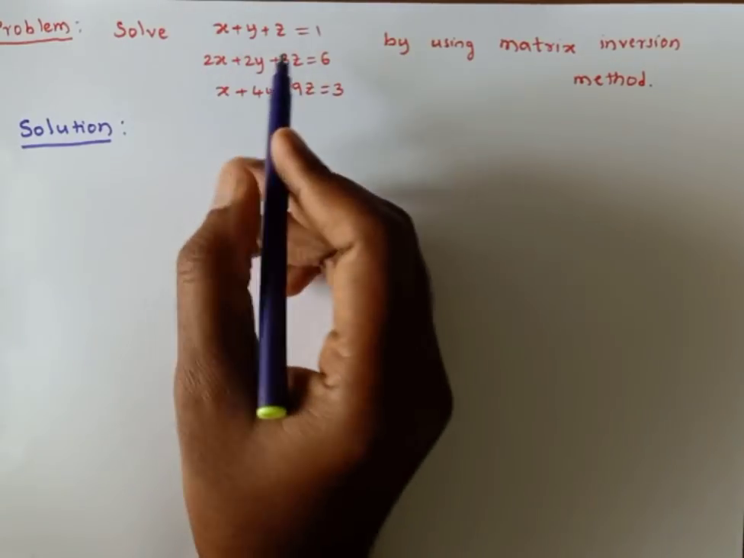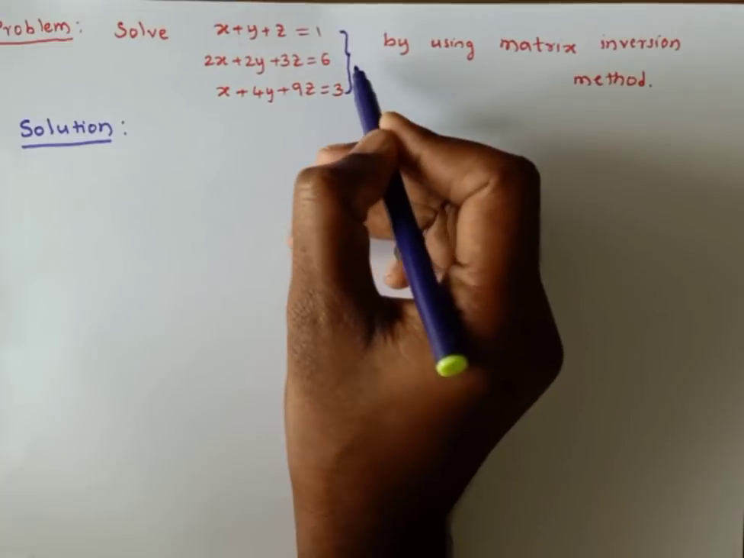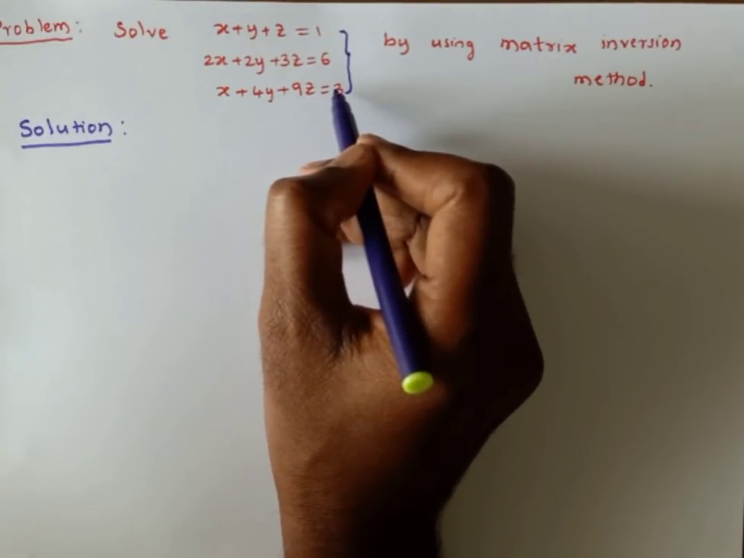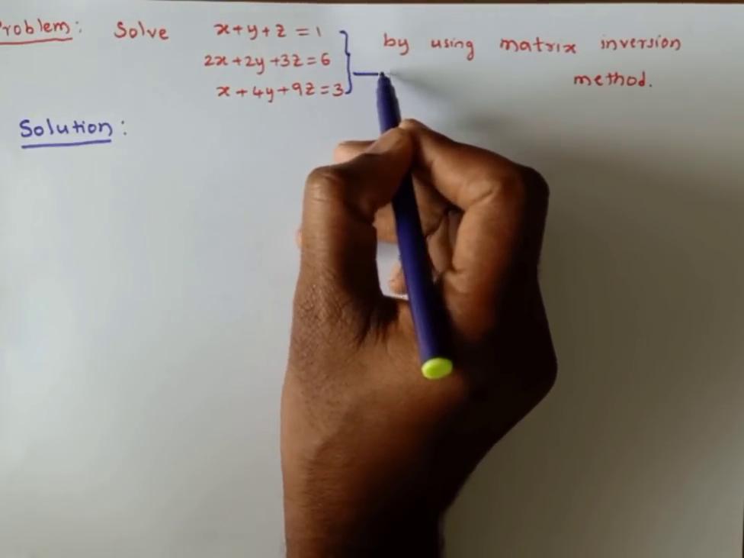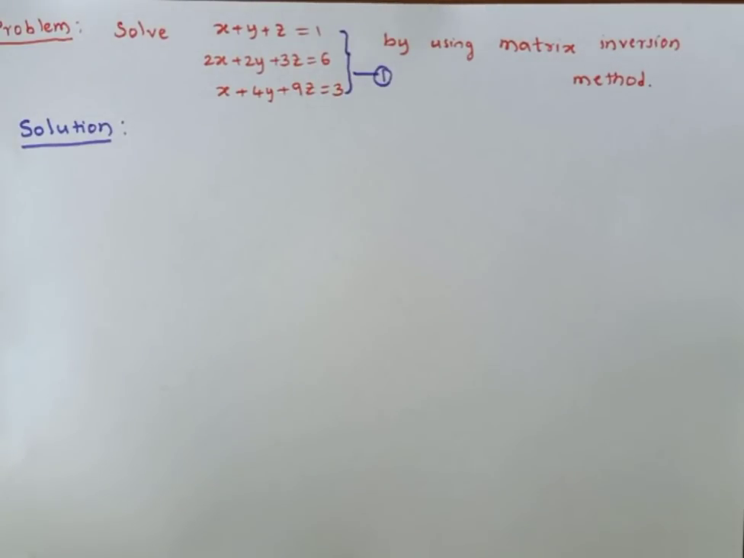See the problem. Solve x plus y plus z is 1, and 2x plus 2y plus 3z is 6, and x plus 4y plus 9z equals 3. So let it be equation 1, or system 1, by using the matrix inversion method.